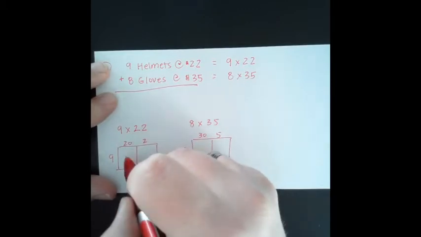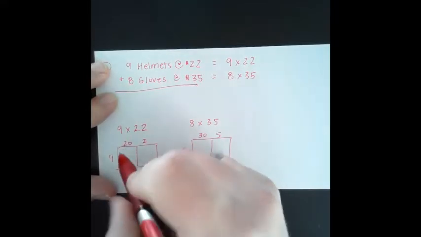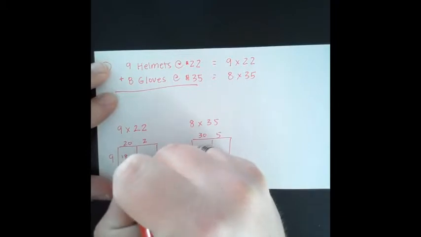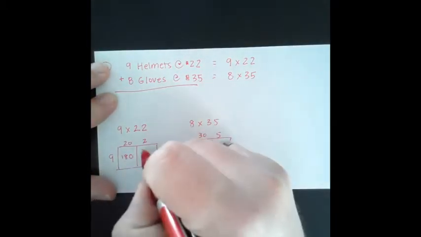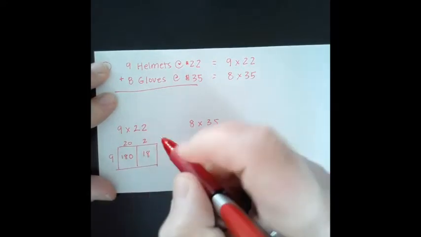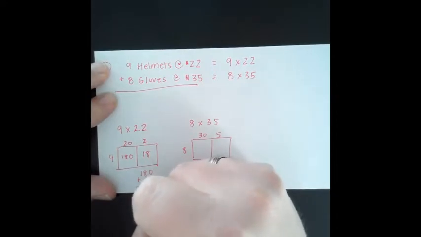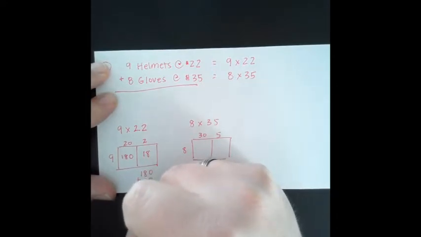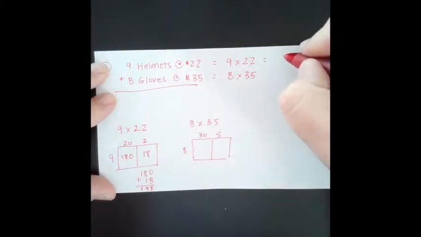So 9 times 22, I just went ahead and put the 9 here on the side, broke apart the 22 into 20 and 2. 9 times 2 is 18, and you add your 0 for your extended fact for 180, and 9 times 2 is 18. So if I add those together, 180 plus 18, I'm going to get 198. So 9 times 22 is 198.